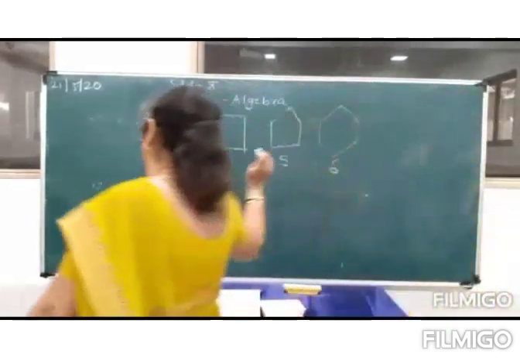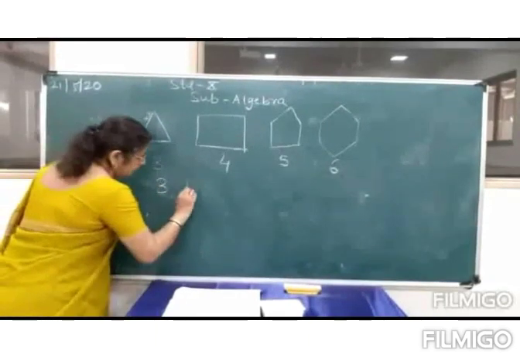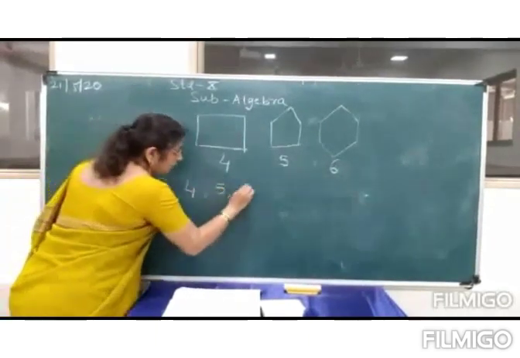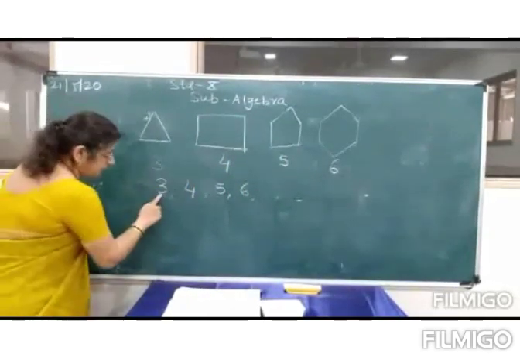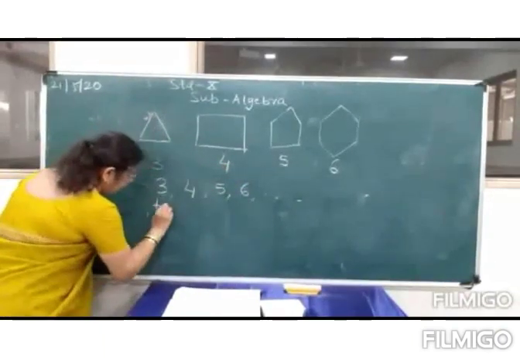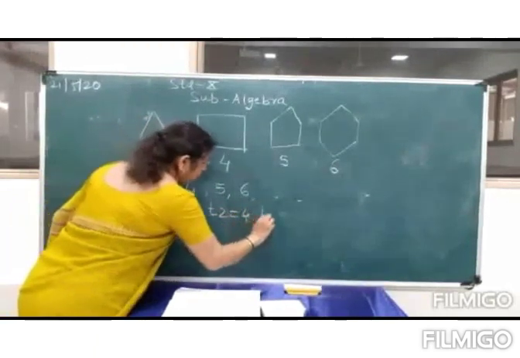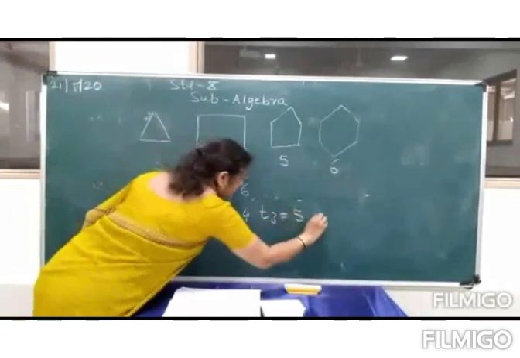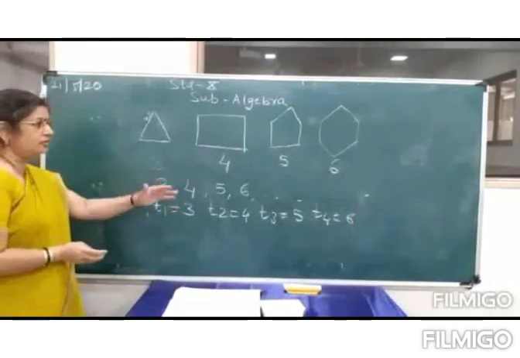So you can draw. Now if you see here, if I write the sequence 3, 4, 5, 6 and so on. Now here again, this is first term, second term, third term, fourth term. We will write T1 is equal to 3, T2 is equal to 4, T3 is equal to 5, T4 is equal to 6. Now we will again find out the value of D.